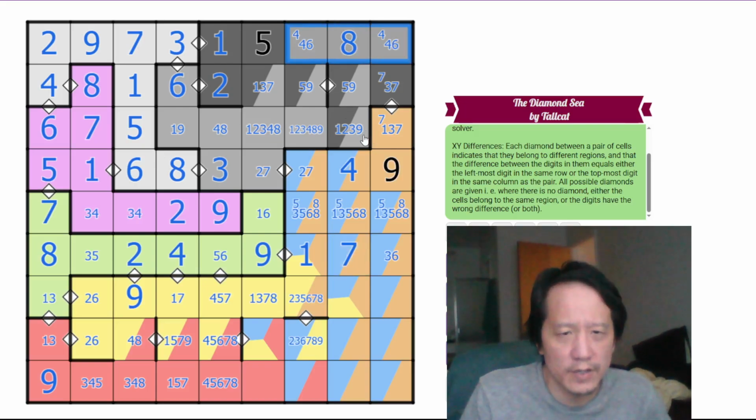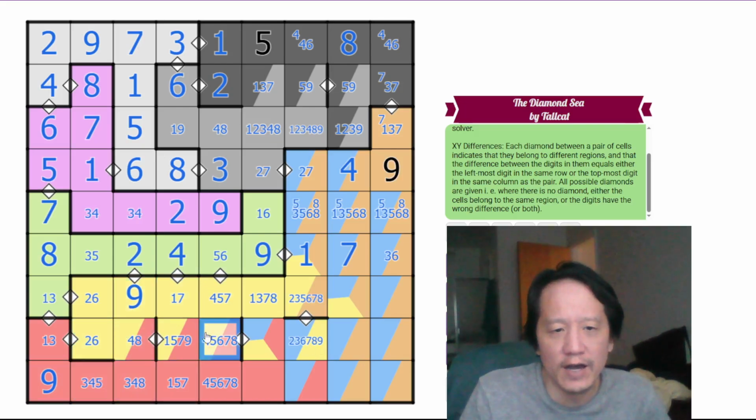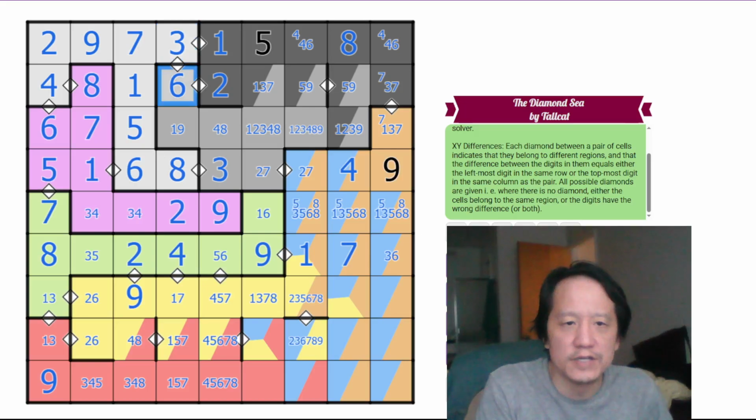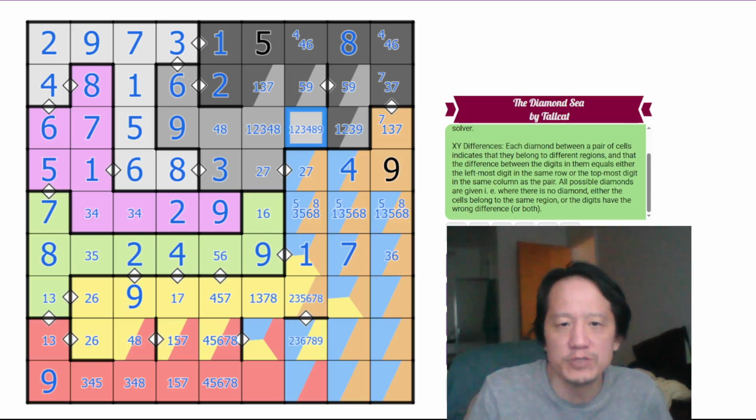4, 6 pair. So where is the 9? Okay. This cannot be 9 because the yellow and the red both have a 9. So where is the 9 in column 4? It has to be here. So this is 9, which means none of these can be 9 here.